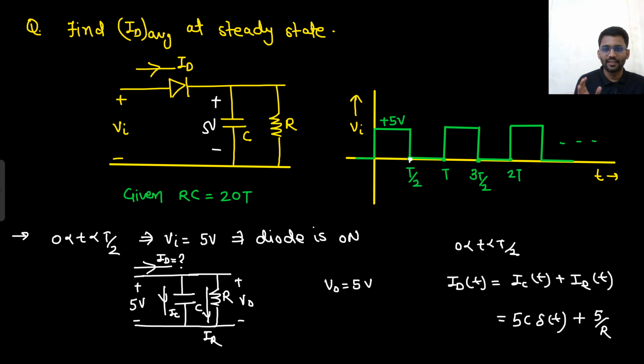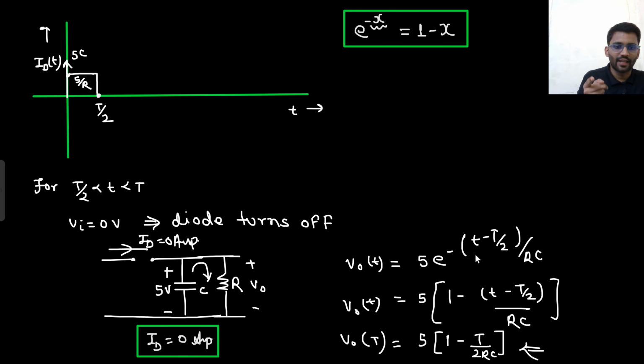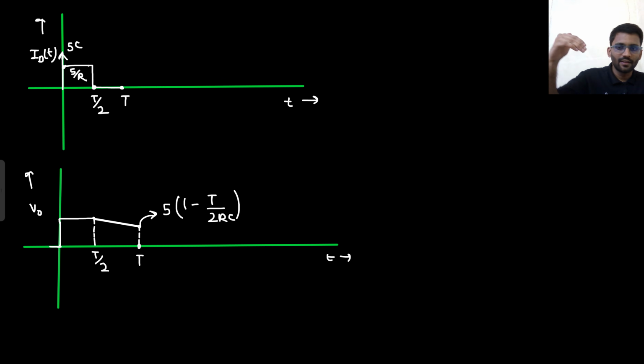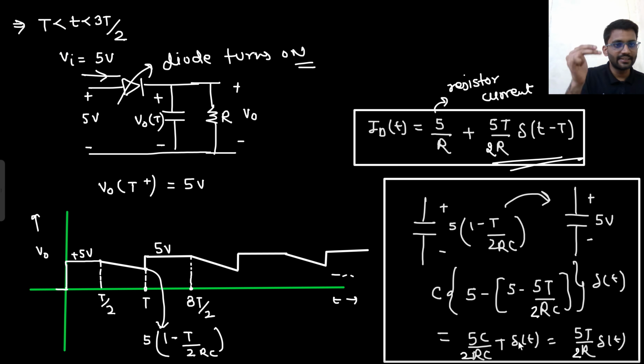So let me explain it once again. What is happening? 5 volt is coming, diode is on, 5 volt will be there. Now there will be a discharging, but discharging will be very low since time t is very, very large. But still there will be some discharging. So we linearly approximate it. After doing the linear approximation, we got to know that the voltage here will be 5 into 1 minus t by 2RC. Then suddenly the voltage will rise. If the voltage is suddenly rising, that means there will be an impulsive capacitor current. The impulsive capacitor current, we got to know the magnitude is 5t by 2R delta t minus t. How did we find the magnitude?